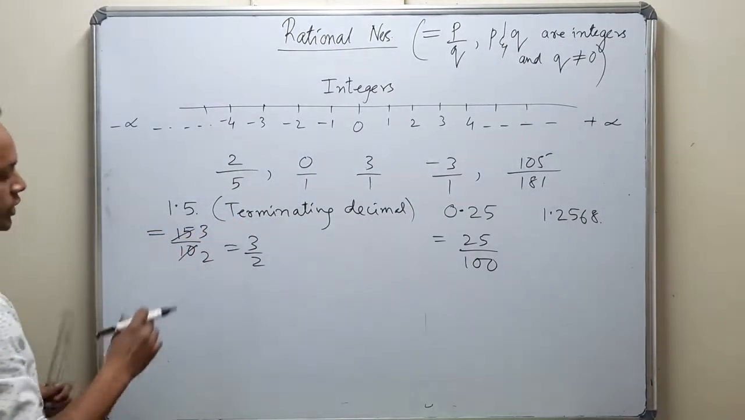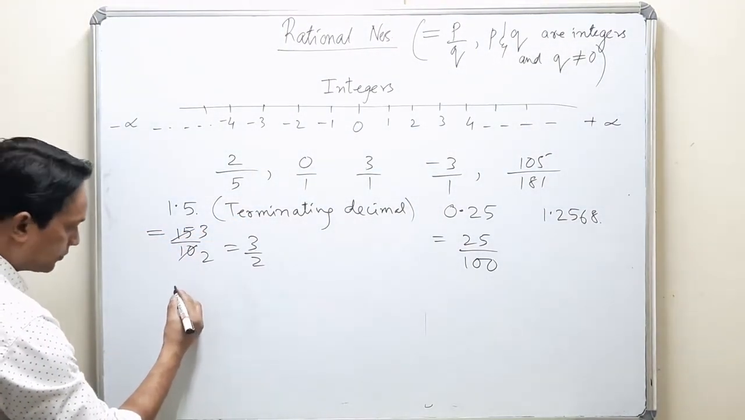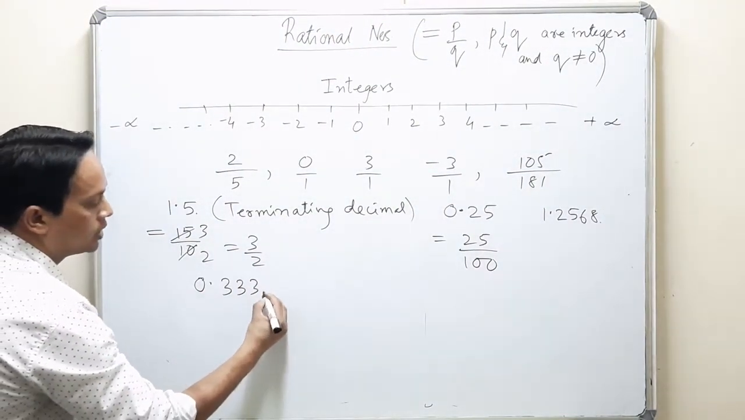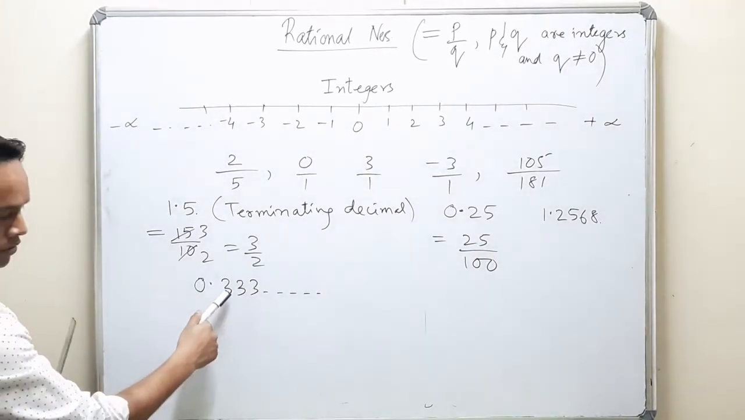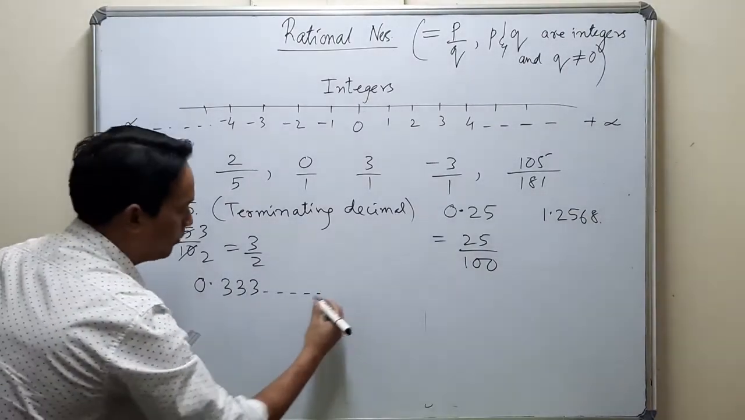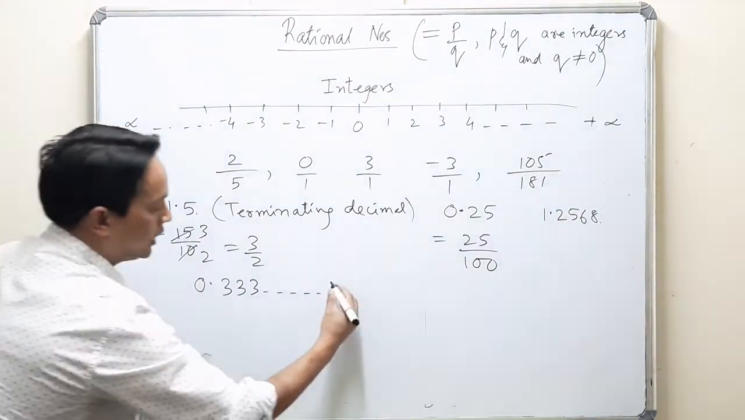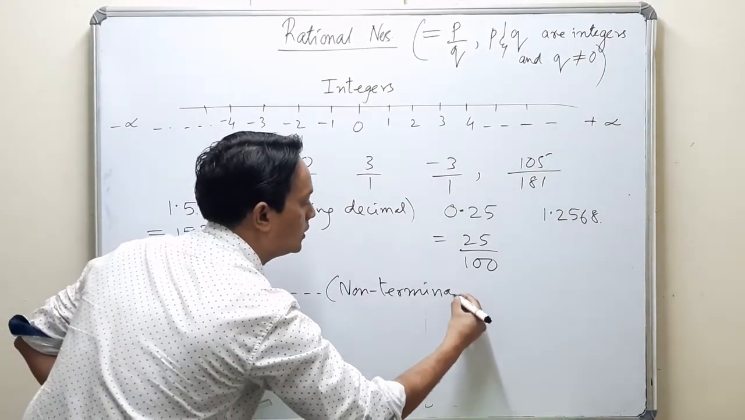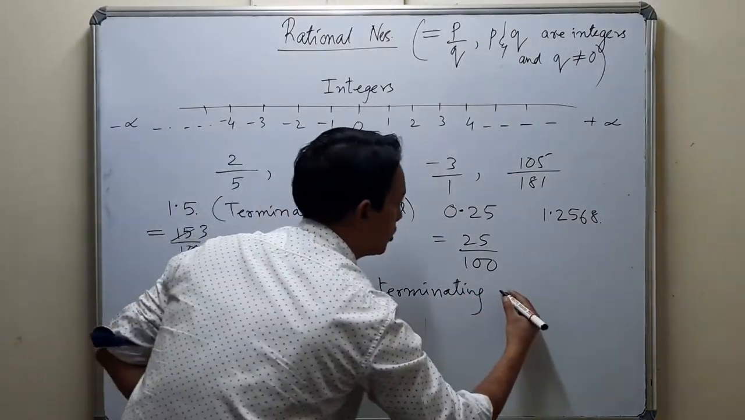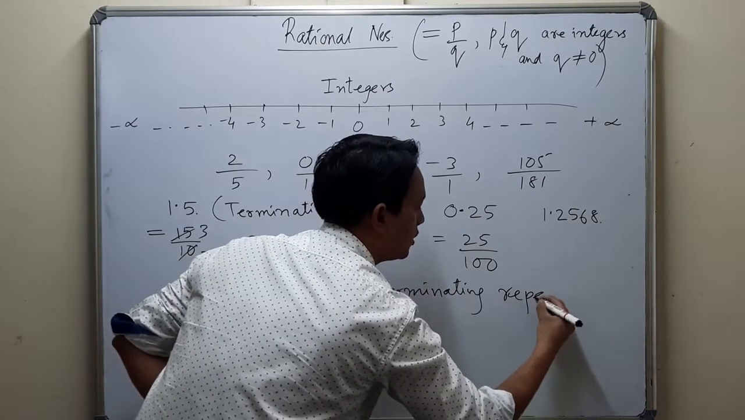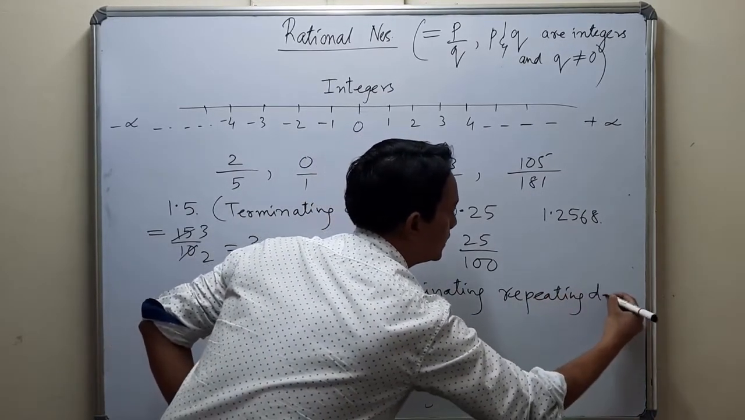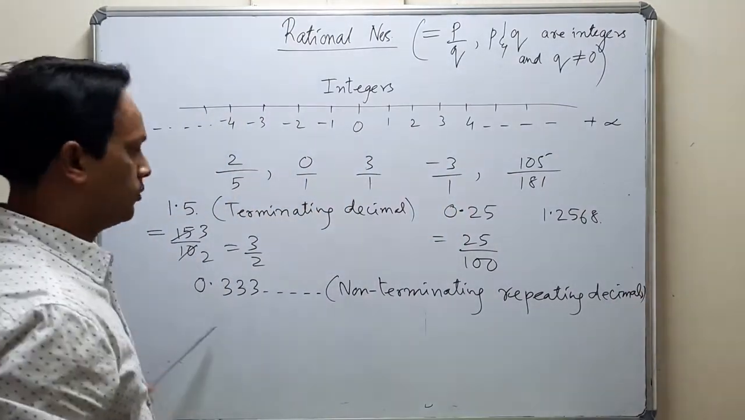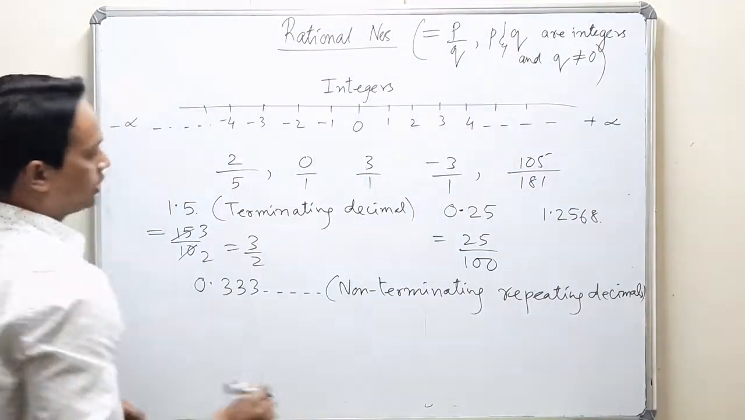Let's take another form of decimal. The second form of decimal is somewhat like this, where the decimal numbers do not stop, but keep on repeating. So this is called non-terminating repeating decimals. Non-terminating but repeating decimals. They are also called recurring decimals. This 3 is recurring. So recurring decimals.